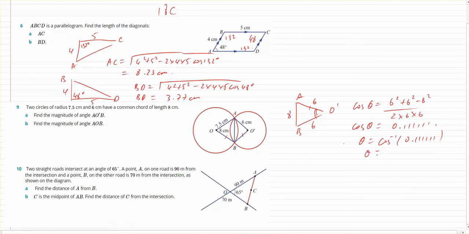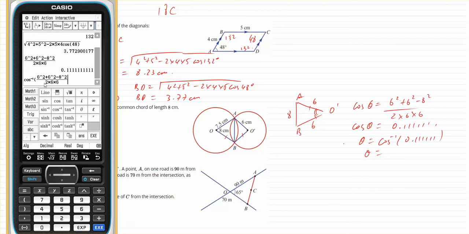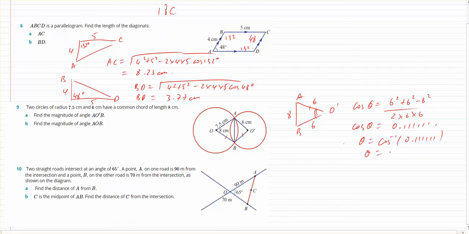So my theta would equal, to get the inverse cos, you go to trig, inverse cos of whatever that was. And I get 83.62. It doesn't say how many decimal places, so I'm going to assume 2 decimal places. Now, to get the angle AOB, I'm going to draw it closer to here.